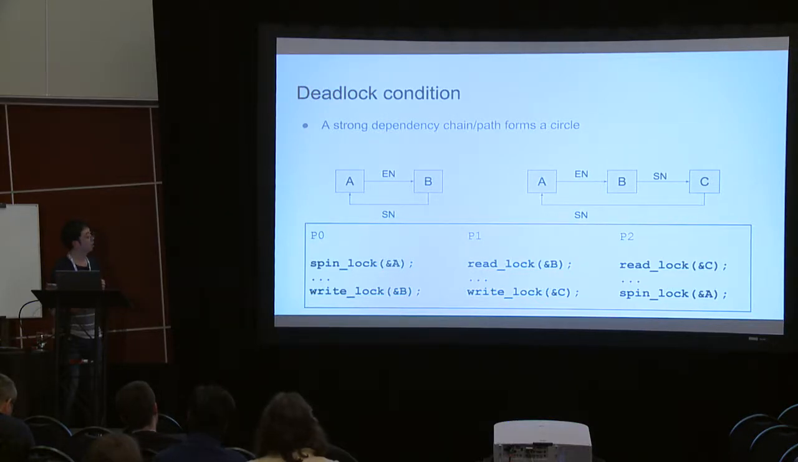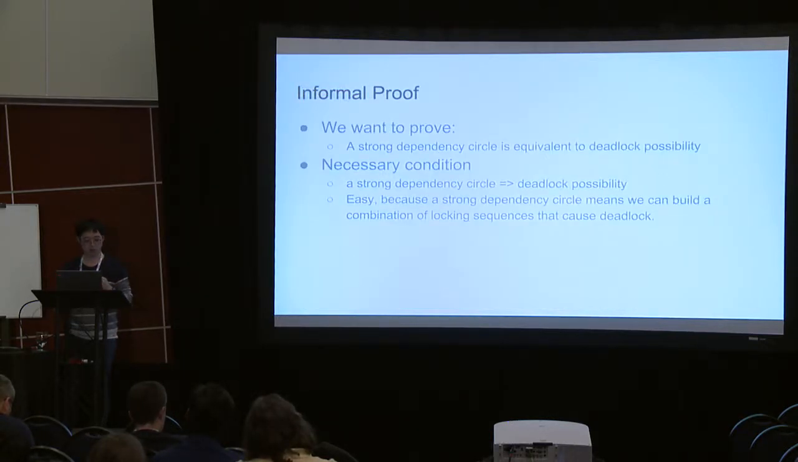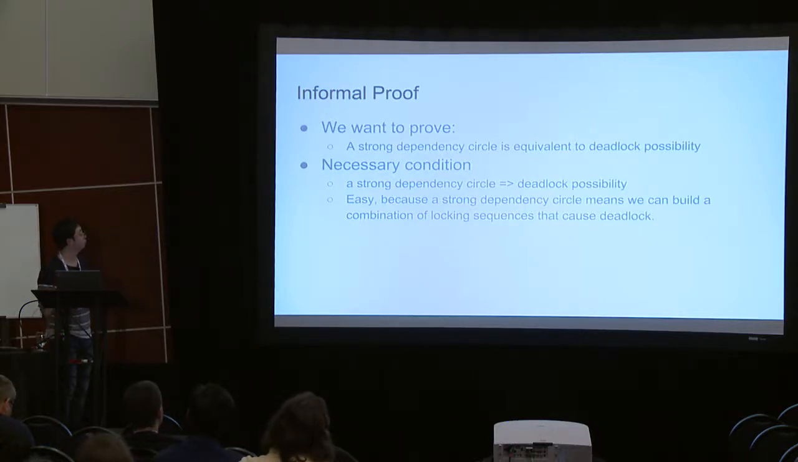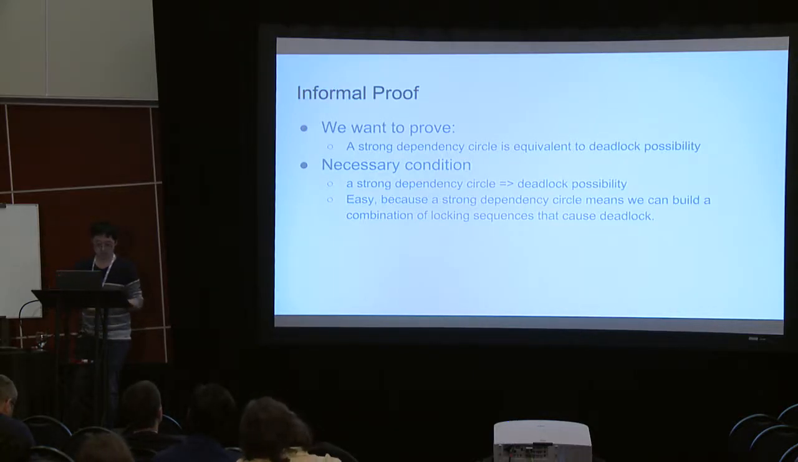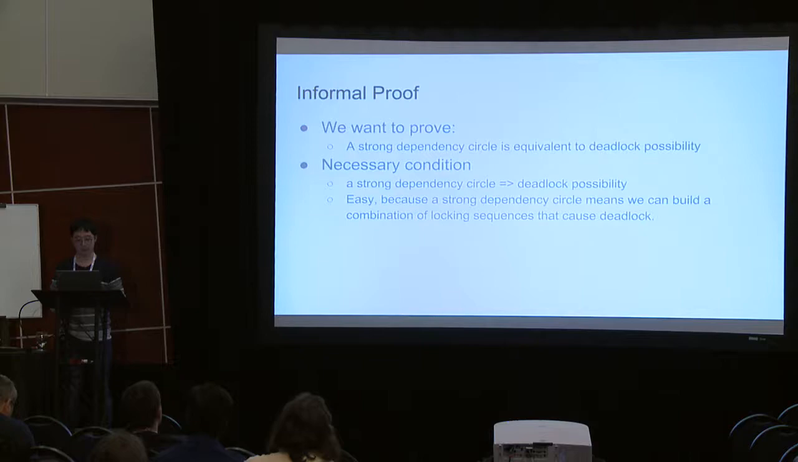That gives us a similar deadlock condition for recursive deadlocks. I also have some very informal proof. We want to prove that a strong dependency circle is equivalent to the deadlock possibilities. Note that the Lockdep detector only detects the deadlock possibilities.